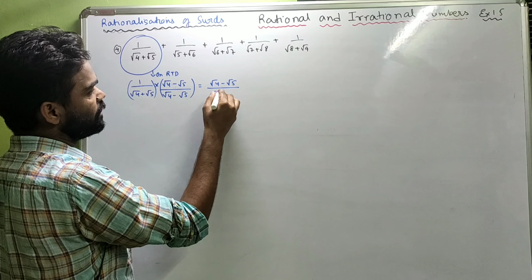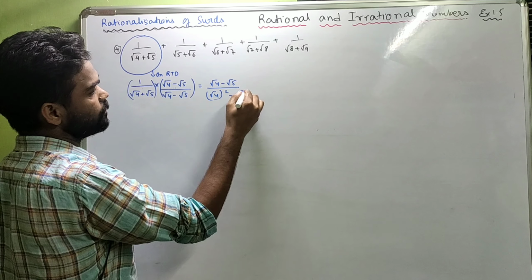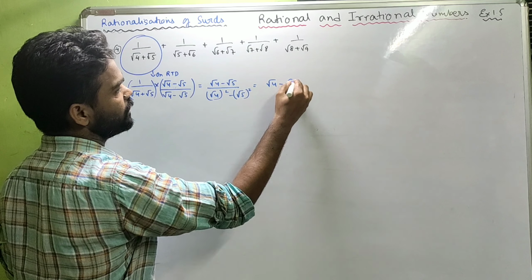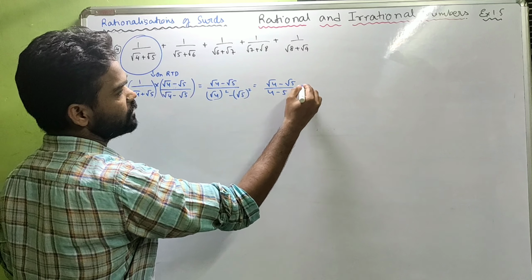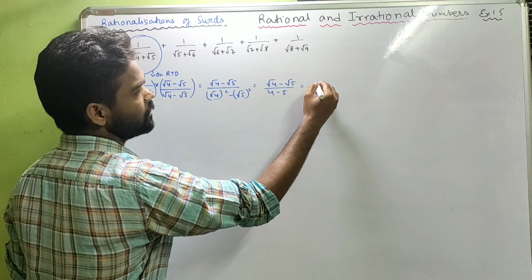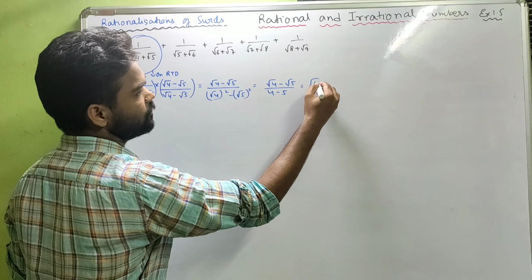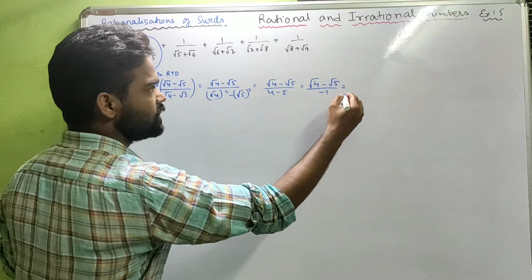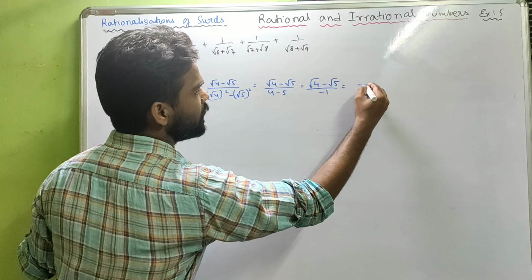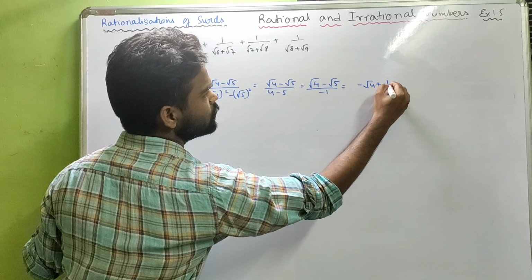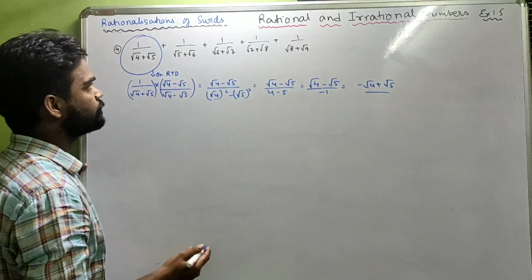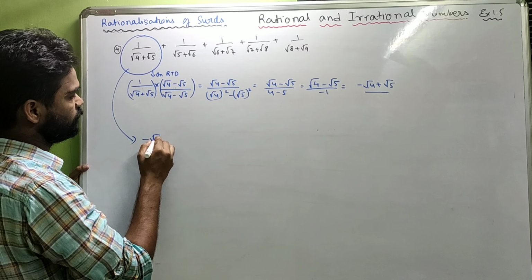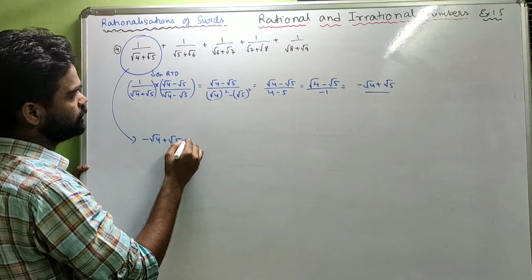In the denominator we'll have this a square minus b square, which means this will become root 4 minus root 5 by 4 minus 5, which is root 4 minus root 5 by minus 1, which is equal to minus root 4 plus root 5, isn't it? So we know this will become minus root 4 plus root 5.